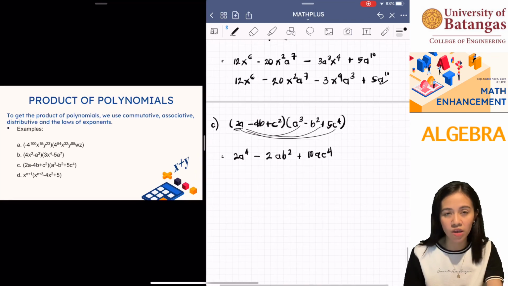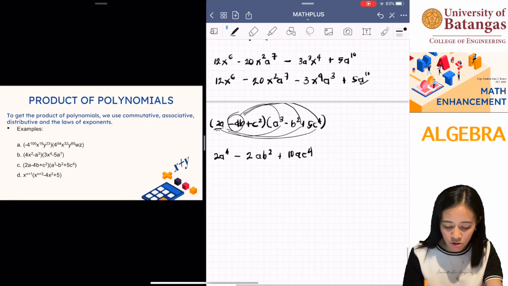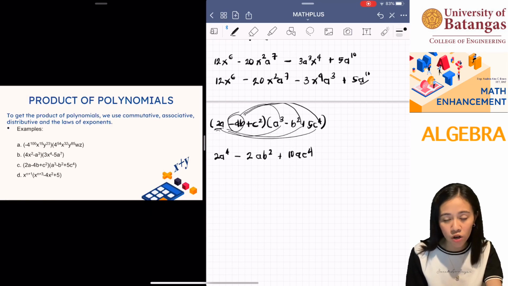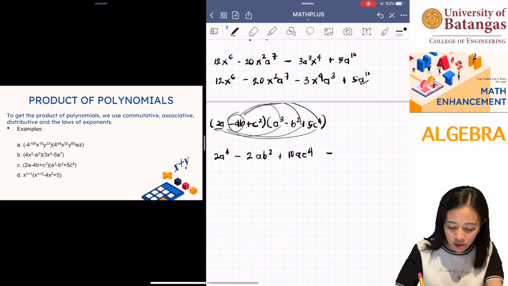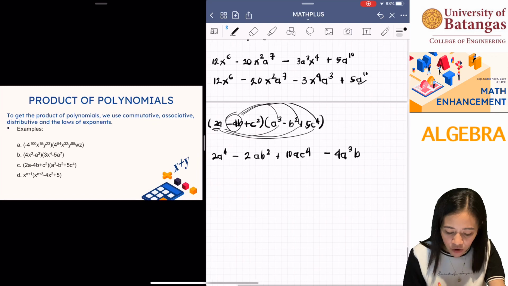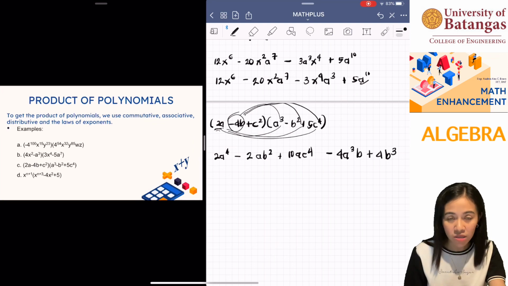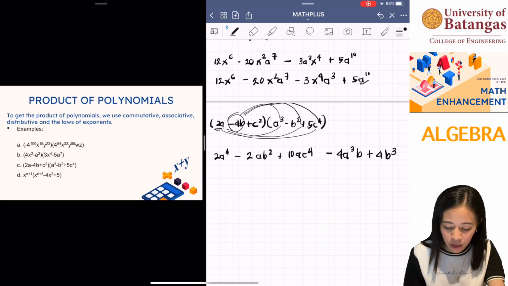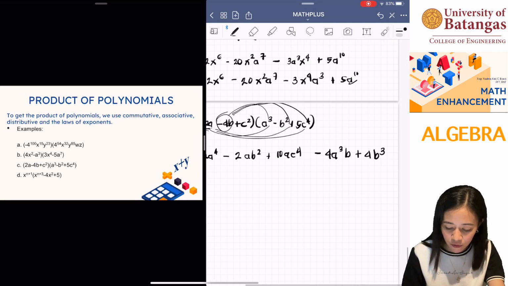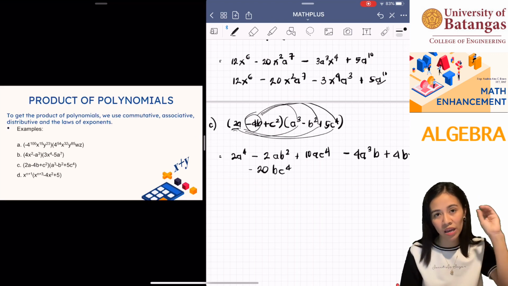After that, on the left side, take the next term and distribute it to all the terms on the other side. So, you get negative 4b times a cubed, that would be negative 4a cubed b. I put the a first so that it's in ABC order. And then you have negative 4b times negative b squared, so that would be positive 4b cubed, b times b squared. And then you get negative 4b times 5c to the fourth, so that would be negative 20bc to the fourth. I arranged the variables alphabetically so they are in a, b, c order.